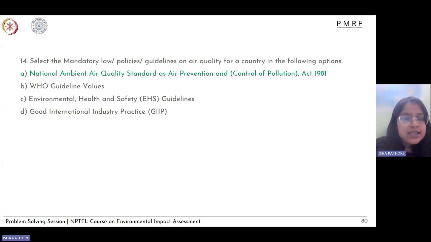Okay, so the correct answer is A, that is the National Ambient Air Quality Standards, NAAQS. It is a mandatory standard which we have to meet in India as per the Air Prevention and Control of Pollution Act of 1981, whereas all the other options are voluntary laws or guidelines which can be met. So A is the mandatory standard. So again, look for key terms in your question. Mandatory was the key term in this question. Moving on to the next question.